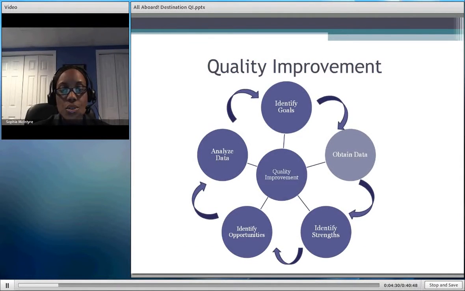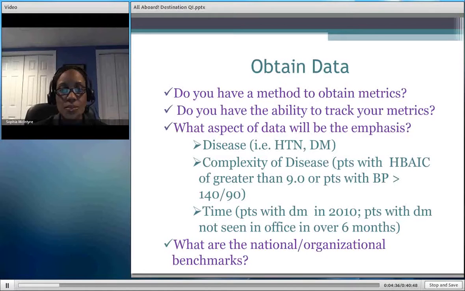So I'm going back to the original diagram, and I'm going to focus on obtaining the data. So when you obtain the data, first of all, you have to first sit back and think about it. Do you have a method to obtain your metrics? So how are you going to obtain your data? Do you have an electronic health record that allows you to get the data in nice spreadsheets or a list of patients that you need to focus on? Do you have the ability to track the data over time? Is this just one point in time you're looking at data, or do you have the ability to track your progress over time?